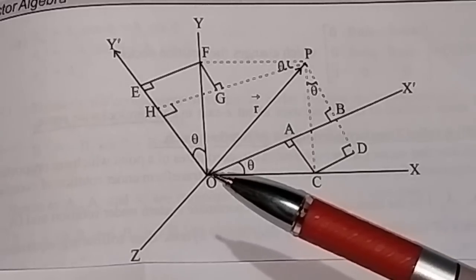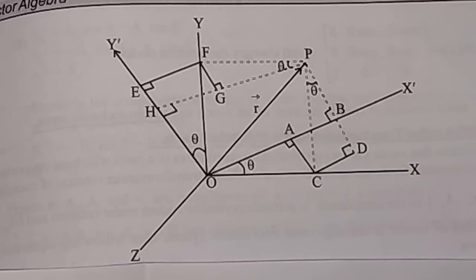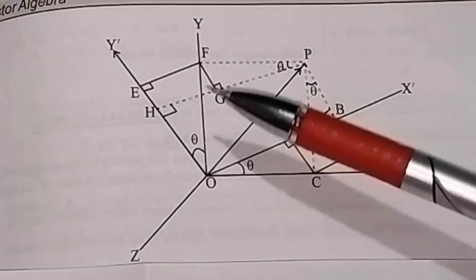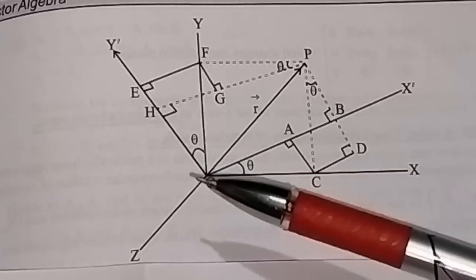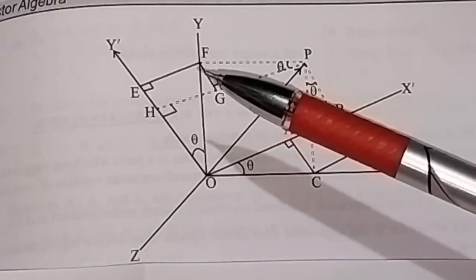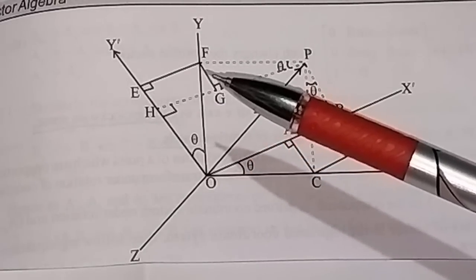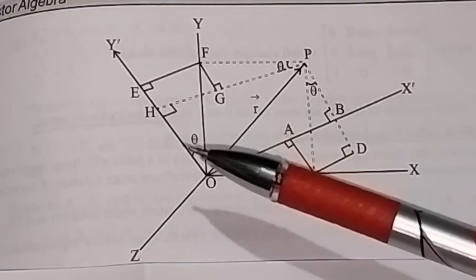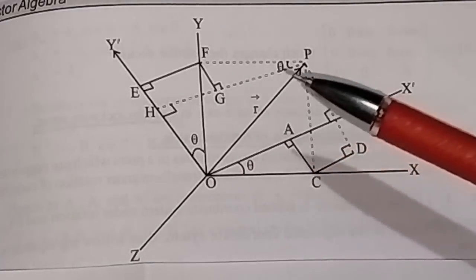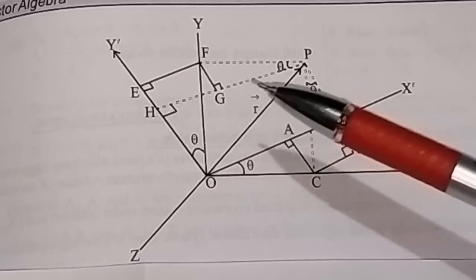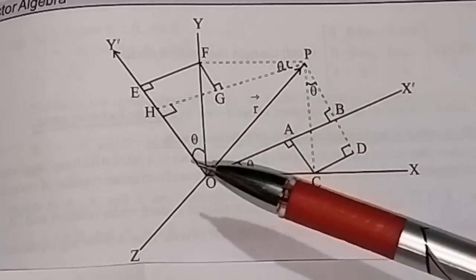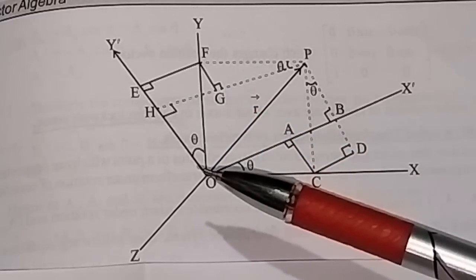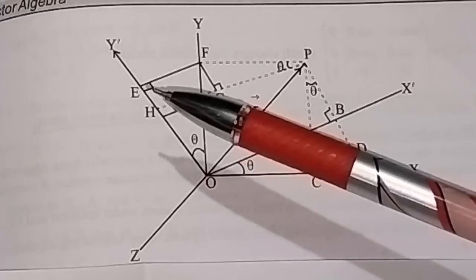Isn't it? Because you see, this is your y value, and this is a right angle triangle. So FE will be equal to y cos theta. Then what will be OH? You join this line so that you will get OH. So OH will be equal to OE minus EH.